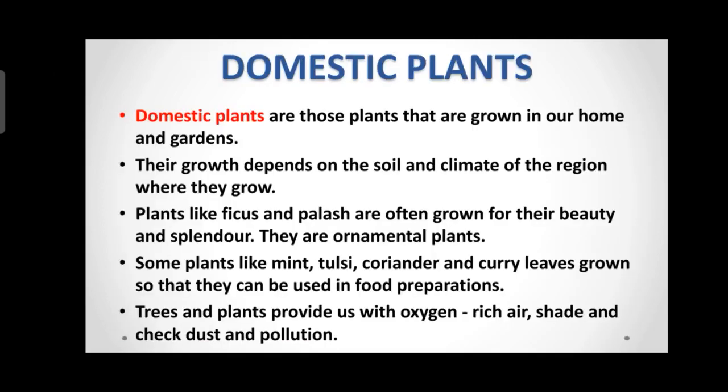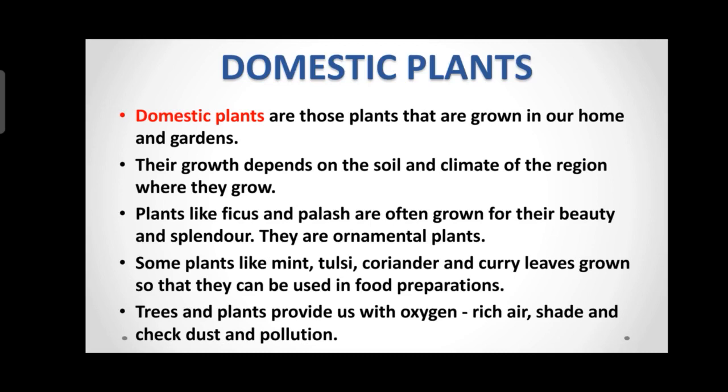Domestic plants. Domestic plants are the plants that are grown in our homes and gardens. The growth of the plants is mainly dependent on the soil and climate where they grow. The next one is ornamental plants. The plants that are grown to add beauty to our surroundings are called ornamental plants. For example, palash and ficus.